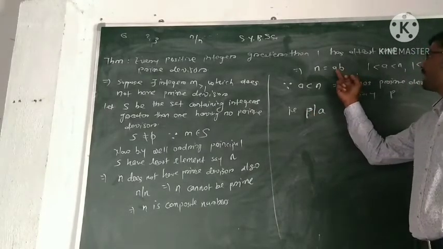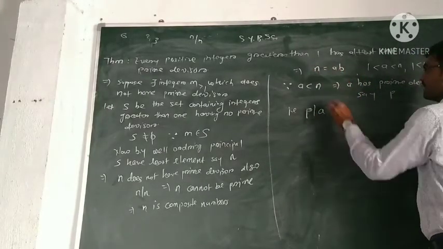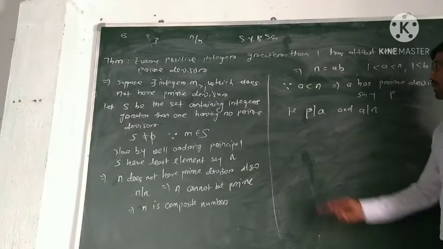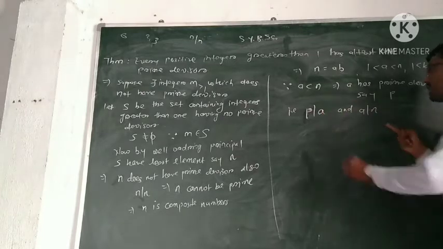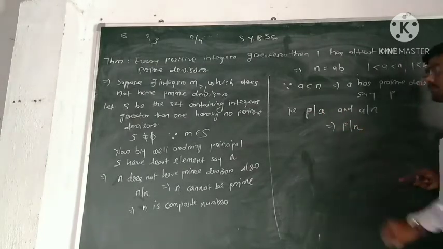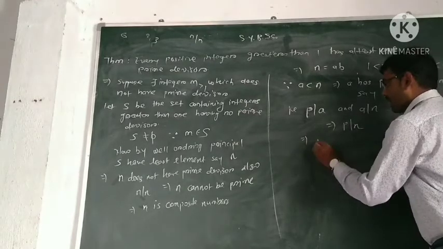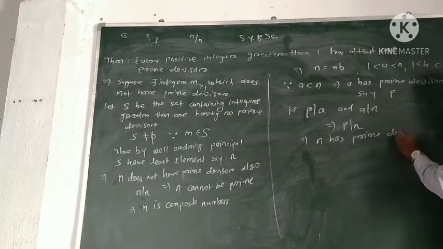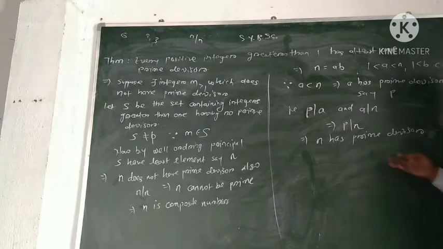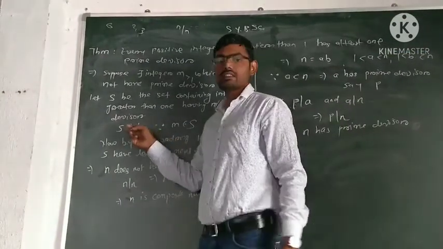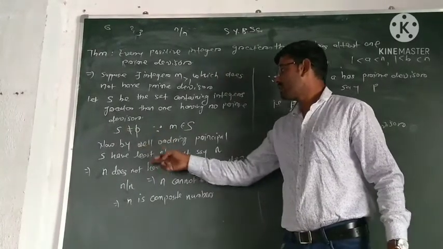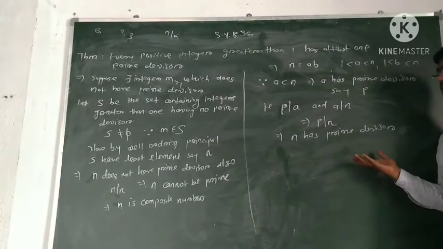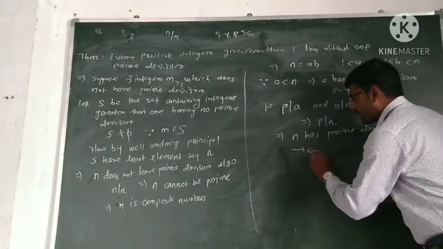From this equation we can see a divides n. You know the property of divisibility: p divides a, and a divides n. This implies p divides n. This implies n has a prime divisor. But this is a contradiction. Why? Because n is an element in the set S which doesn't have a prime divisor, and we are getting that n has a prime divisor. So this is a contradiction to our assumption.